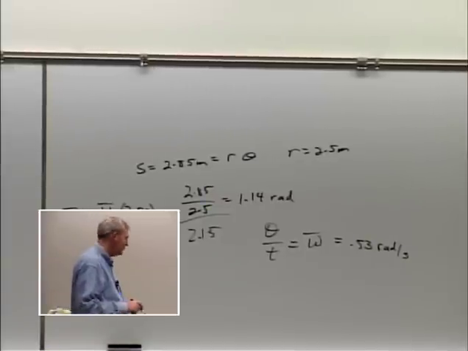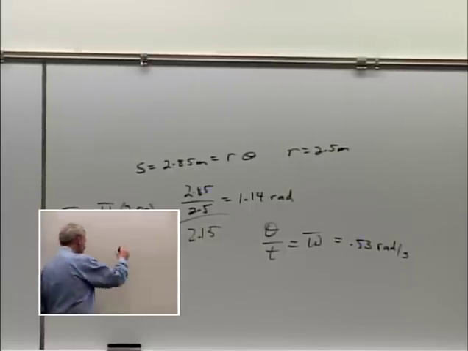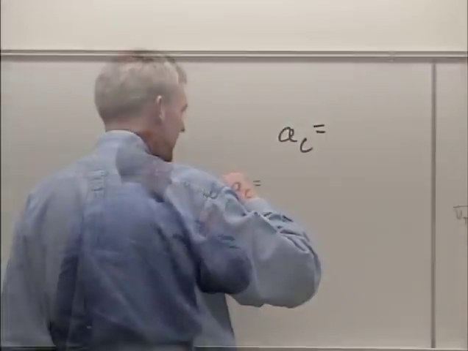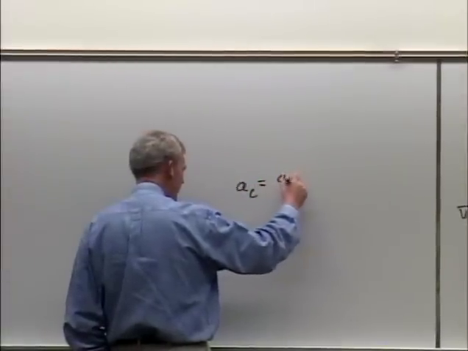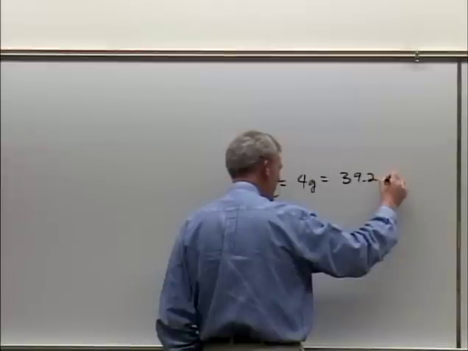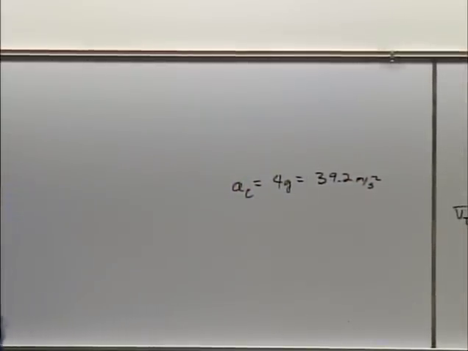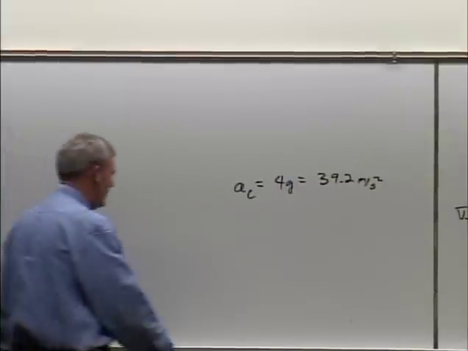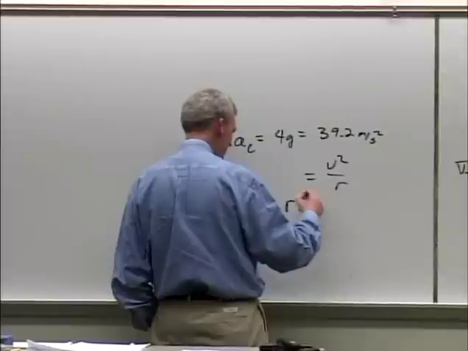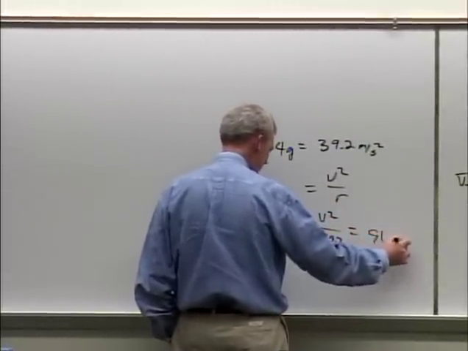Now then, number two. I didn't want it to be as hard as it seemed. It was AC equals 4 Gs, basically, which equals 39.2 meters per second squared, because g is 9.8. And that equals V squared over R. So R just equals V squared over 39.2, which came out to be about 91 meters, right around there.